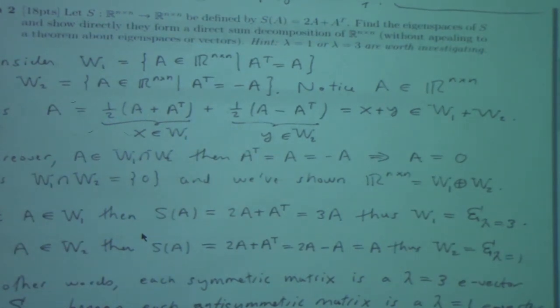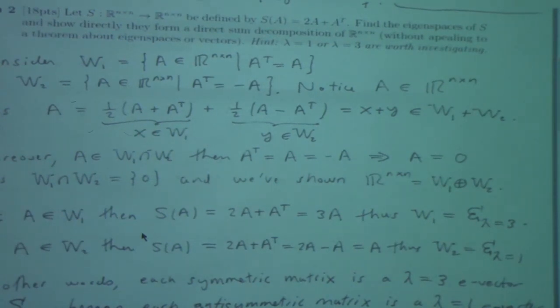You might have looked at it a different way because you didn't know what it was from the start. But basically the point of this hint is that if you look at lambda equals 1, that would be saying that 2A plus A transpose is equal to A again, right? Which translates into A transpose equals minus A. So eigenvectors with eigenvalue minus 1 are antisymmetric matrices. And if you set this equal to 3A, you get the condition A transpose equals A. So both symmetric and antisymmetric matrices form eigenvectors for this linear transformation.